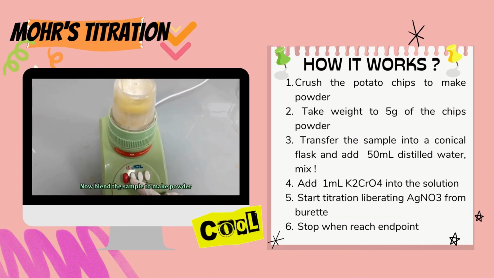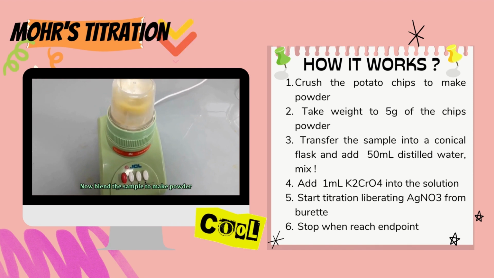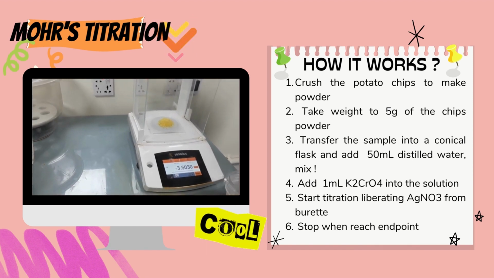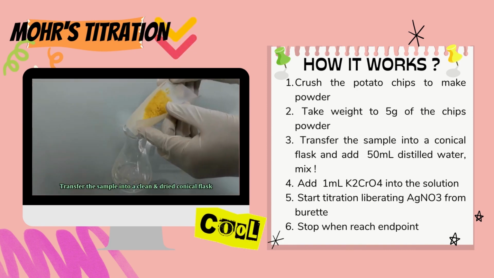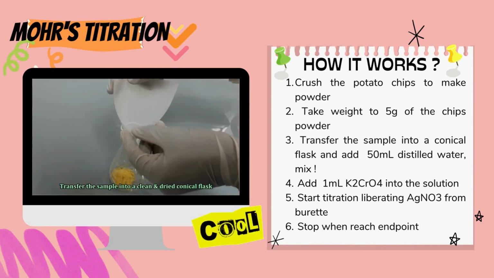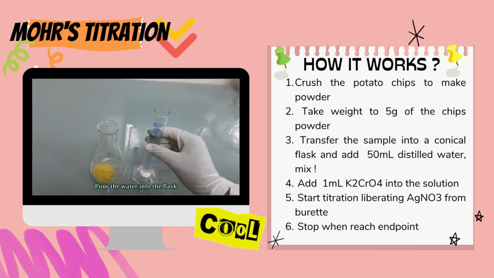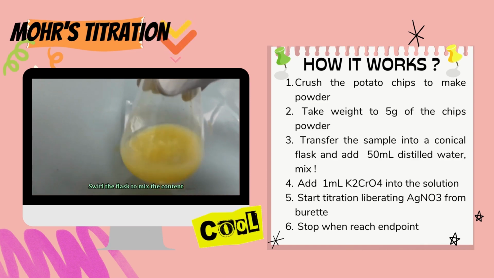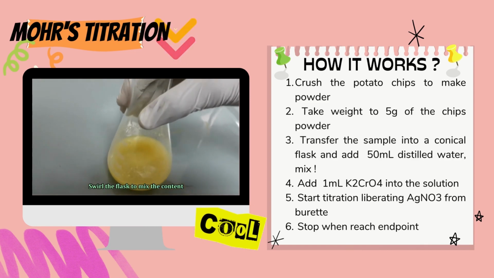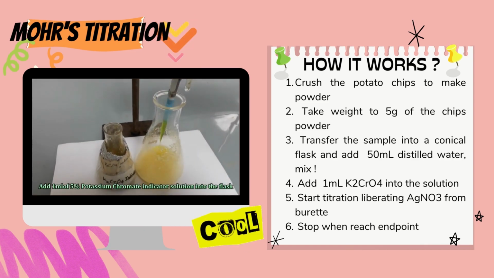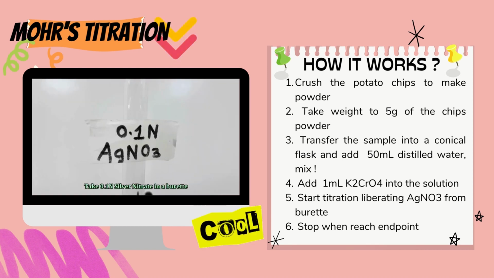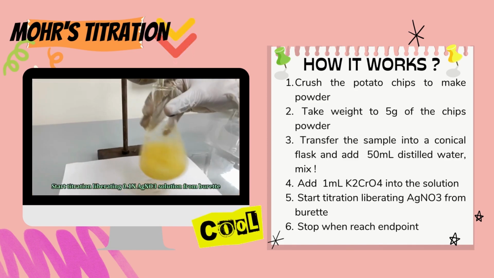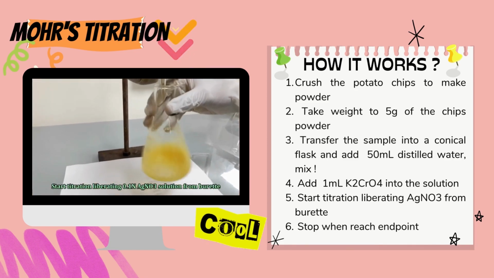First, crush the potato chips into powdered form using blender. Next, take some of the sample to weigh for 3.5 gram until 5 gram using the balance. Third, transfer the sample into a clean conical flask and add 50 milliliters of distilled water into it. Swirl the flask until the mixture is homogeneous. Add 1 milliliter potassium chromate into the solution. Now, we can start titrating the silver nitrate in the burette. Stop the experiment when the endpoint is reached.